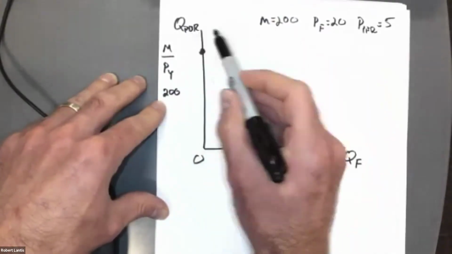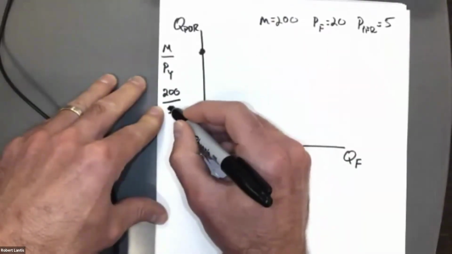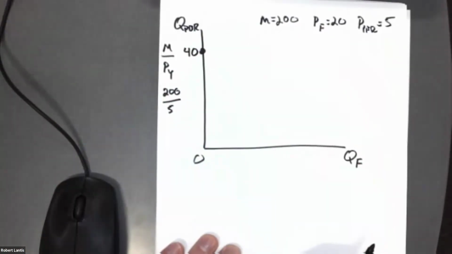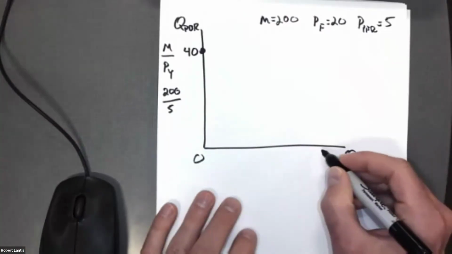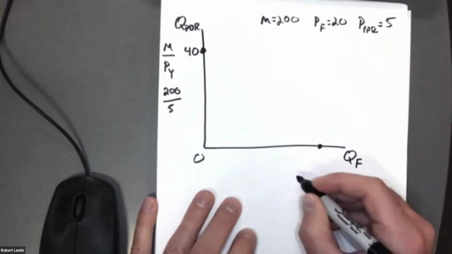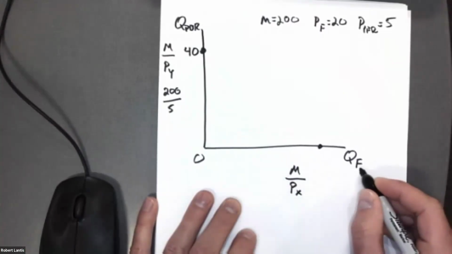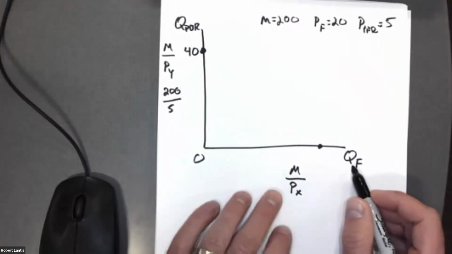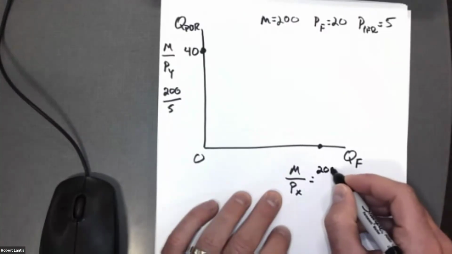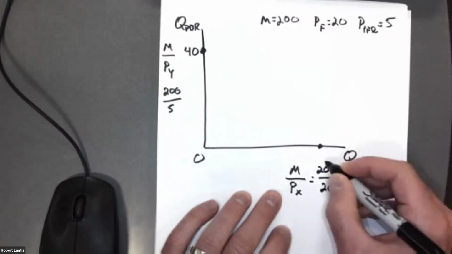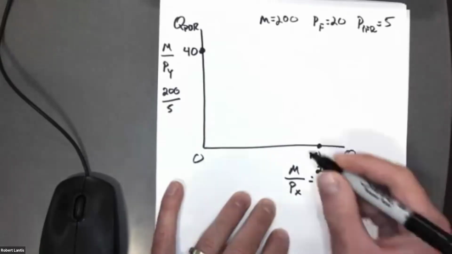200. What is the price of our Y good? 5. So here I could buy 40 cans of PBR. What if I was thinking about only buying flannel shirts? How many could I afford to buy? Well, I would take my income and divide it by the price of that X good. My X good here is flannel shirts, so I would have 200 over the price of a flannel shirt, or 20. I could buy 10. Right?